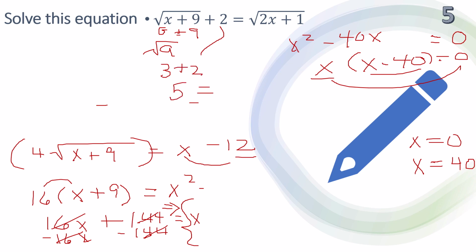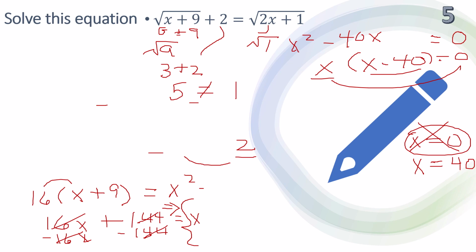On the right-hand side, 2 times 0 is 0. And then plus 1 is 1. And we get the square root of 1, which is 1. Now that's not true. So we've got to toss this solution out. Now we're going to try 40.